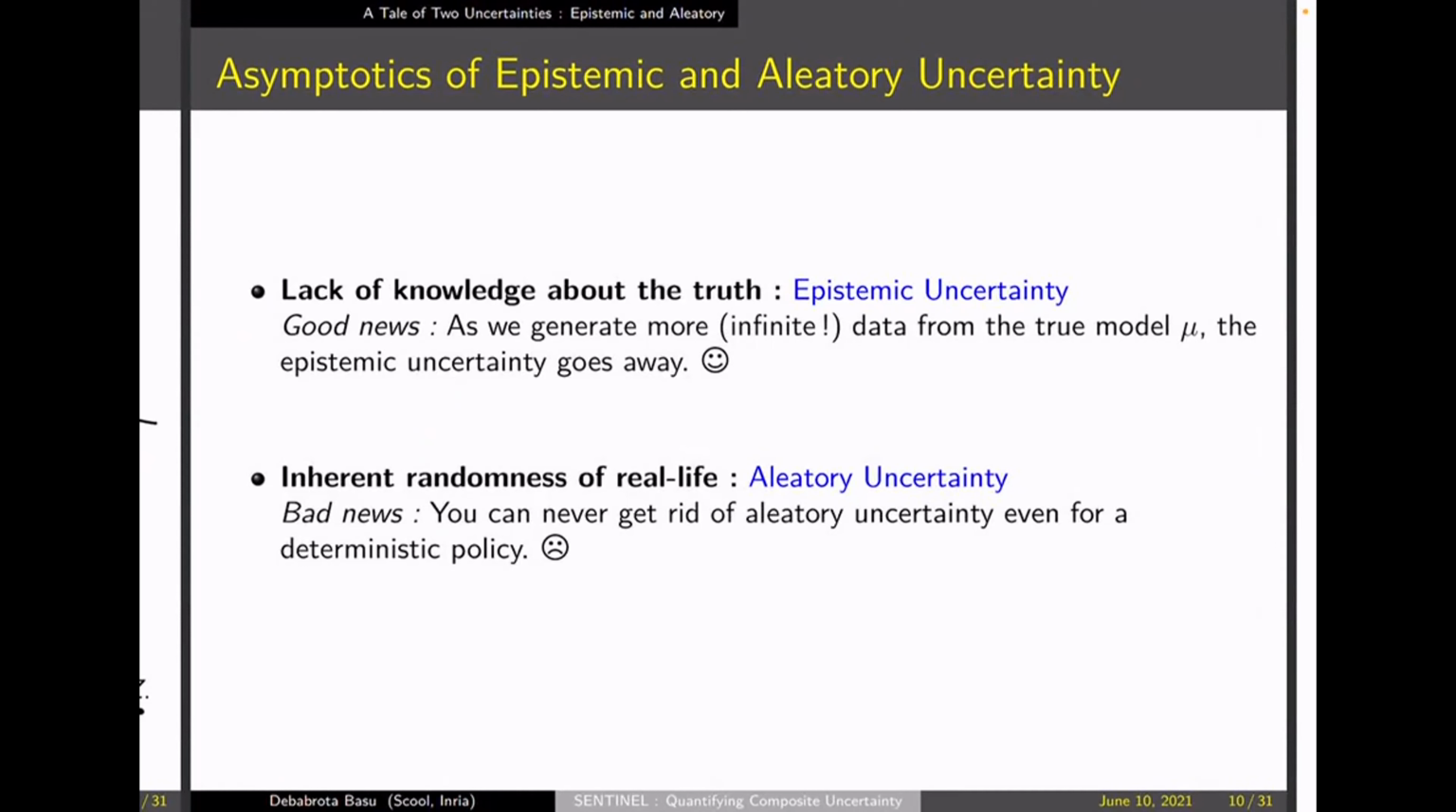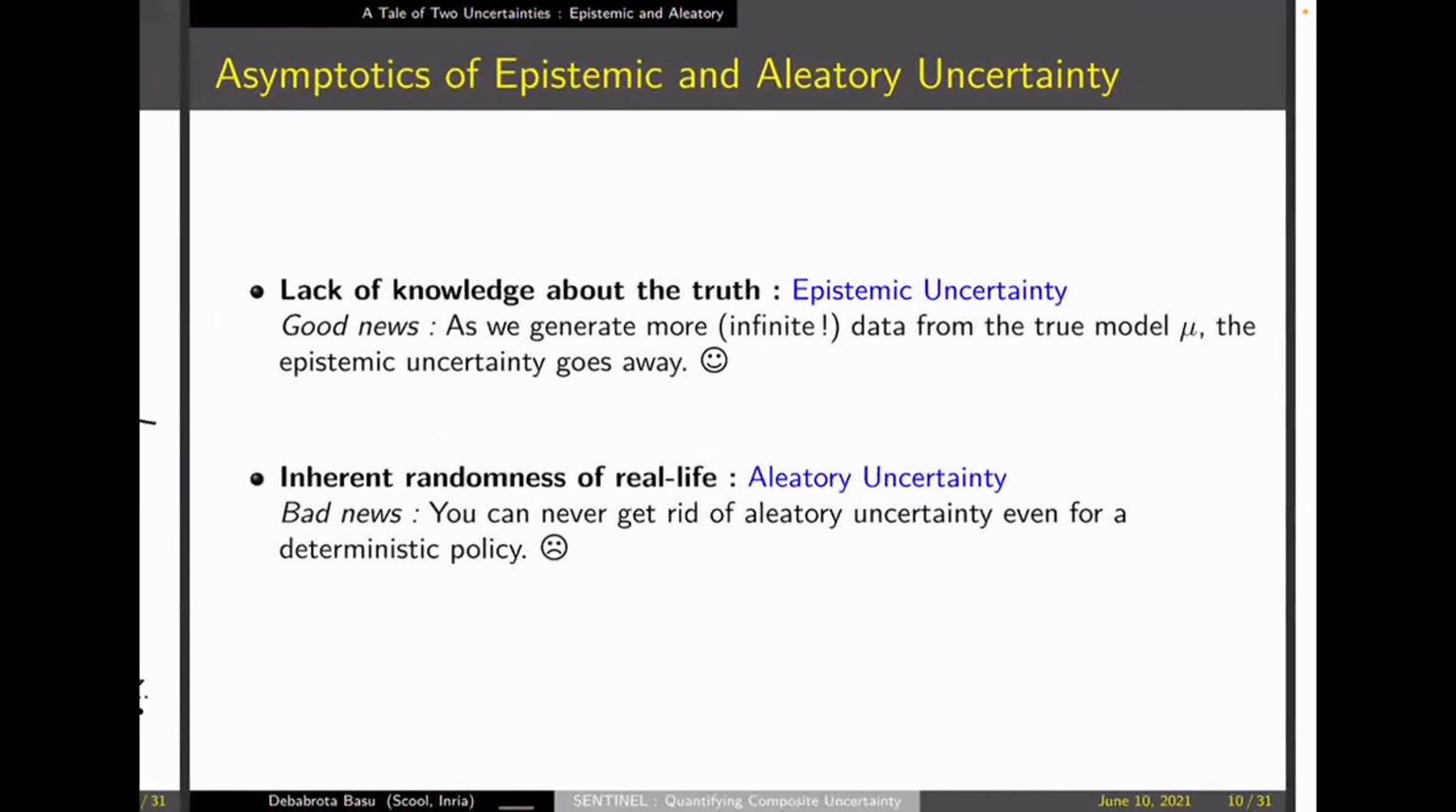But the problem is this aleatory uncertainty, which is coming from the underlying two Gaussians, you can never get rid of. So it will always be there, even if you use a deterministic policy, like if your omega is fixed, deterministic, not random at all, your Z is still going to have this inherent randomness. And these are the typical asymptotic properties of epistemic and aleatory uncertainty.